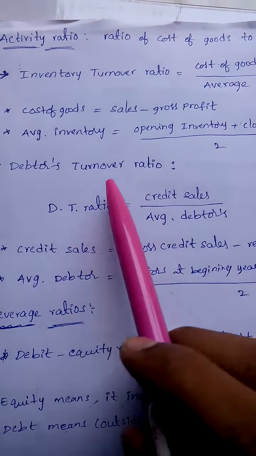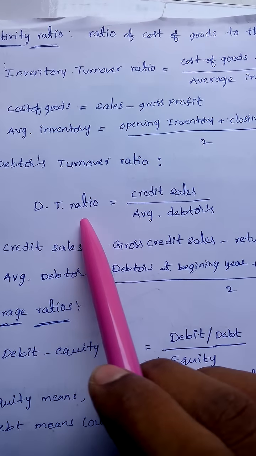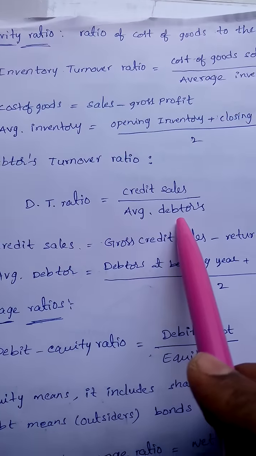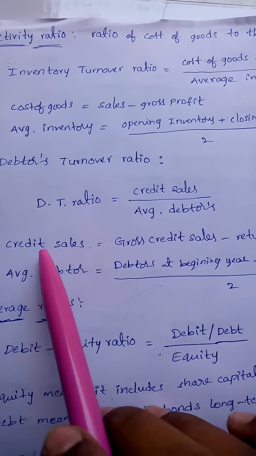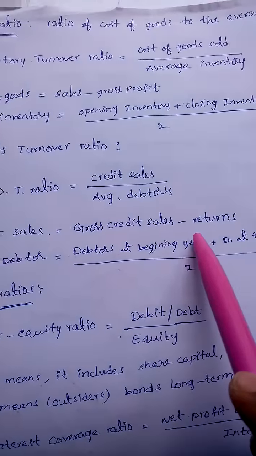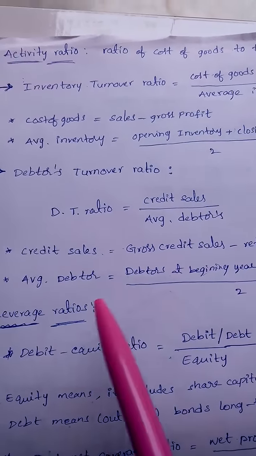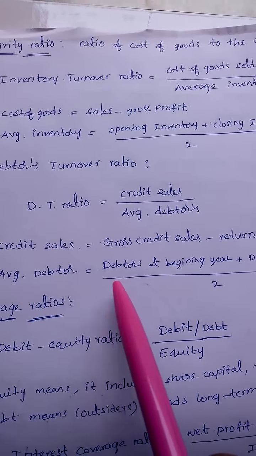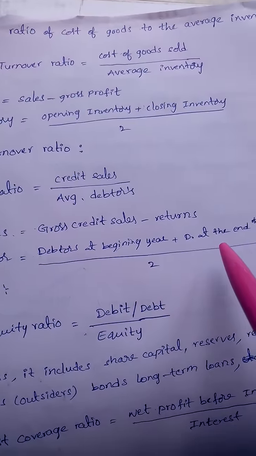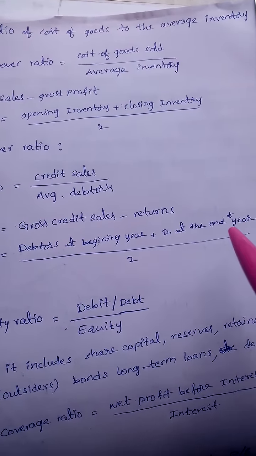And next, debtors turnover ratio. Debtors turnover ratio is equal to credit sales by average debtors. Here the credit sales formula is gross credit sales minus returns. Average debtors is equal to debtors at the beginning of the year plus debtors at the end of the year by 2.